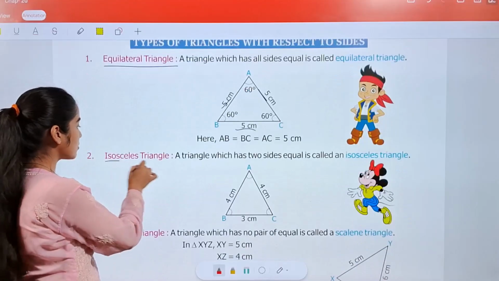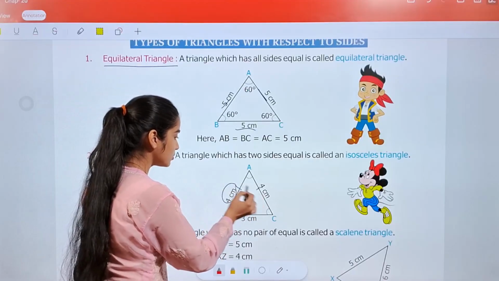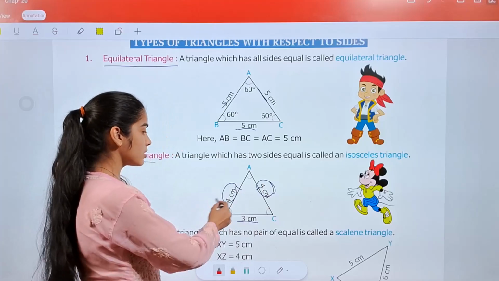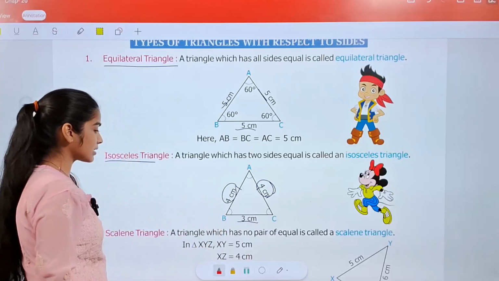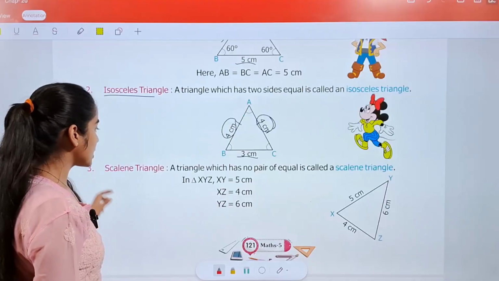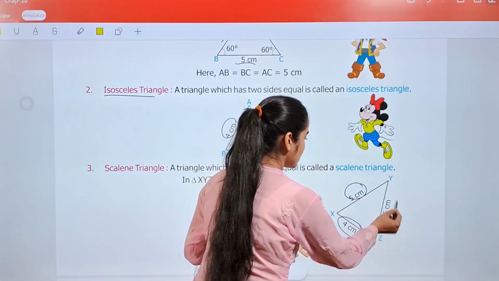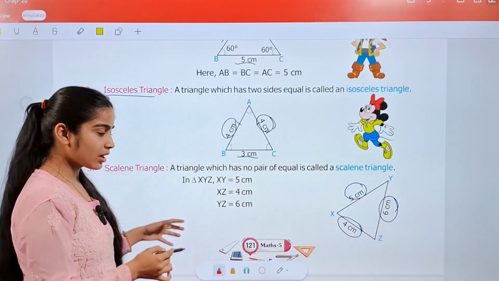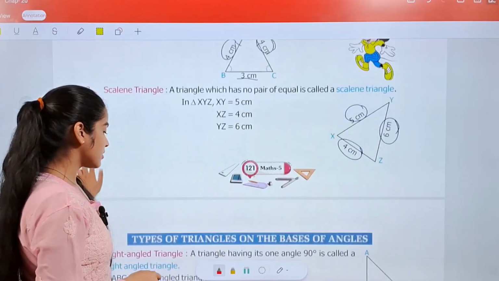Next we have the isosceles triangle, in which two sides are equal to each other and the third one has a random measurement. The third one we have is the scalene triangle. In a scalene triangle, all three sides have different measurements. You can say a scalene triangle is a stubborn child of the house who won't listen to anything, that's why all three sides of a scalene triangle are different from each other.